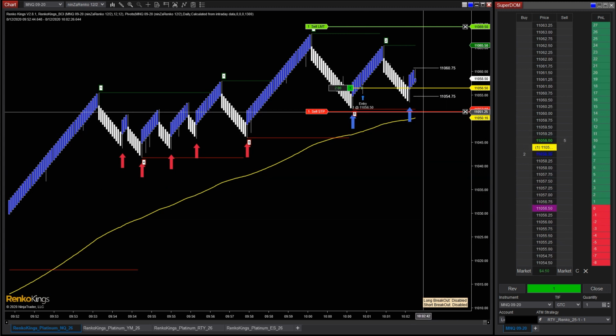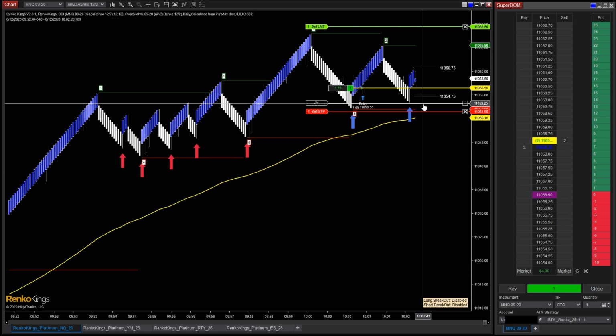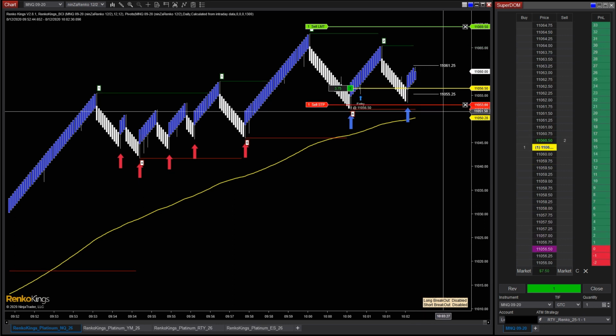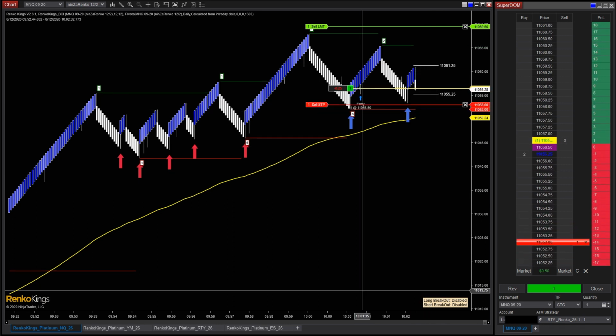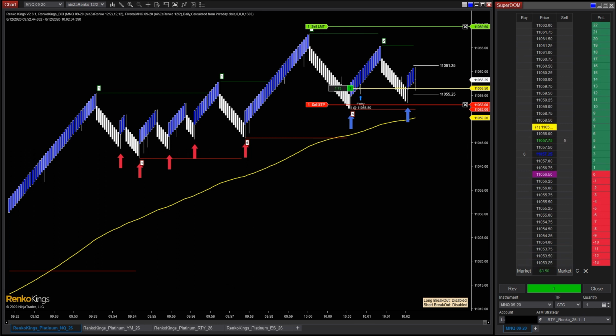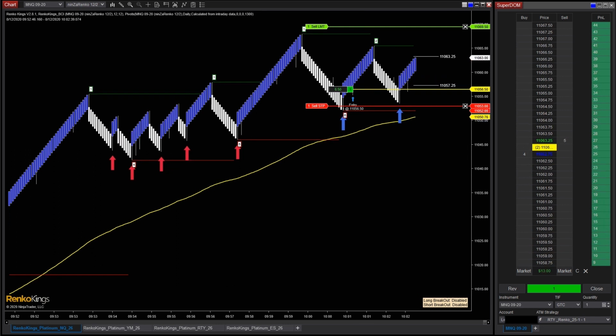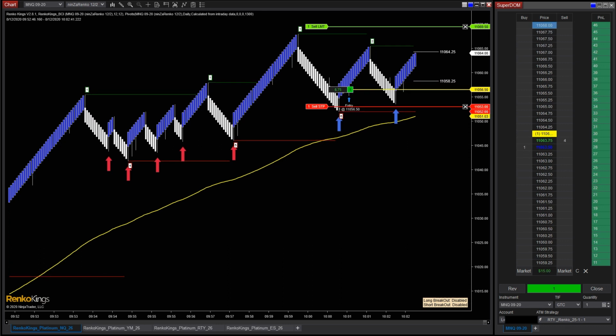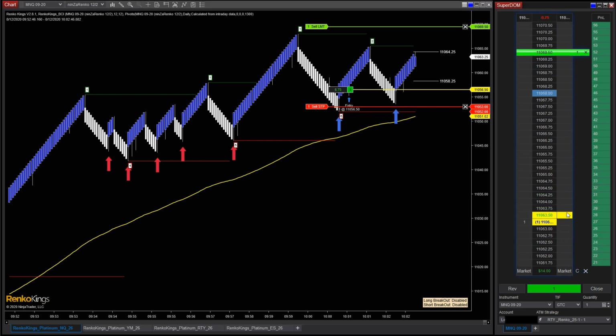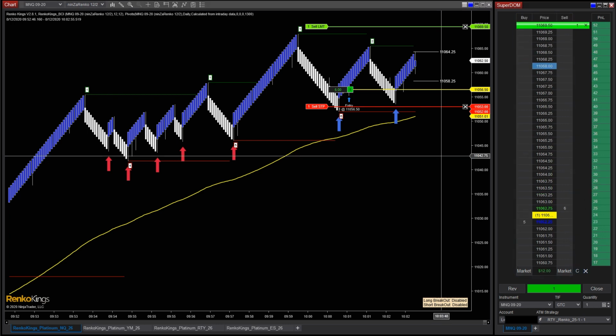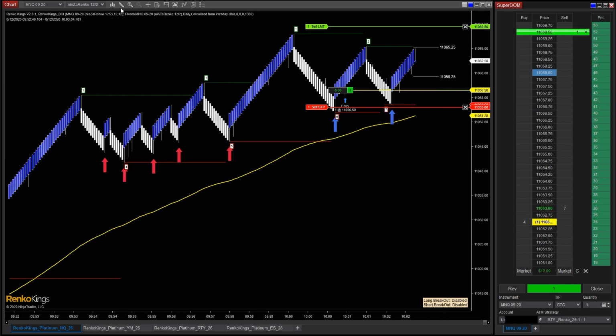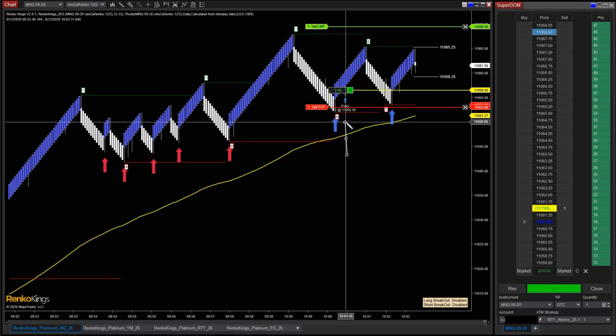Alright, so we're going to go ahead and trail this stop up just under this wick right here. We're looking at the micro NQ. Today is August 12th. And we're just trading one contract. We're looking at a 2-to-1. Going to go ahead and mark my trade. So this was a modified entry.